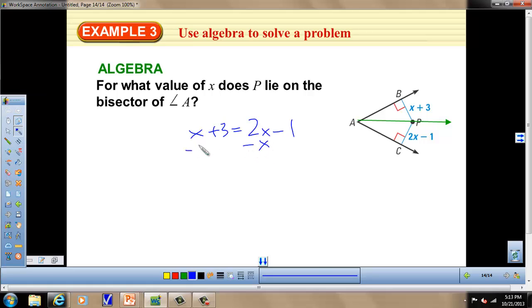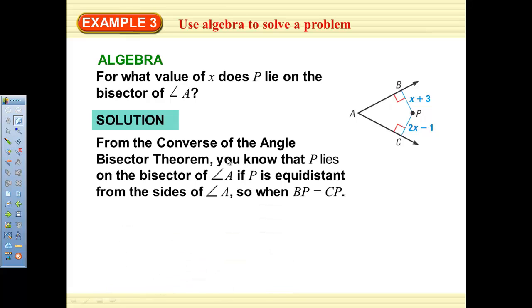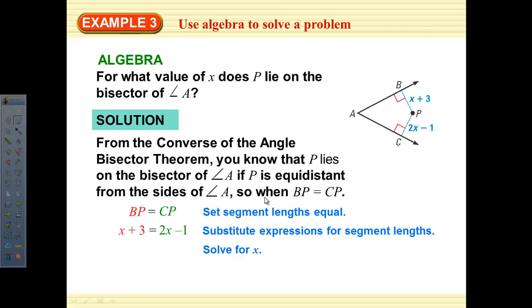So subtract x from both sides. 3 is equal to x minus 1. Adding 1 to both sides, x is equal to 4. So x would have to be 4 in order for P to be on this ray AP. Again, converse of the angle bisector theorem tells us that P lies on the bisector of angle A if it's equidistant from the sides. So therefore we'd have to have BP and CP equal. So we do that, we plug in our values, and we solve for x.